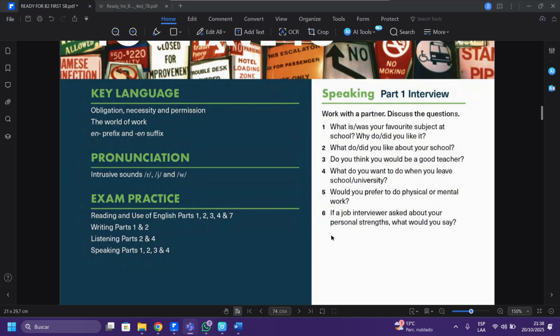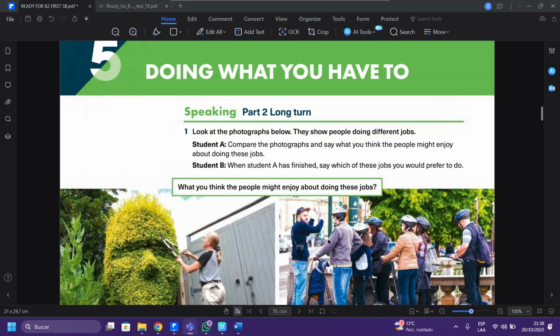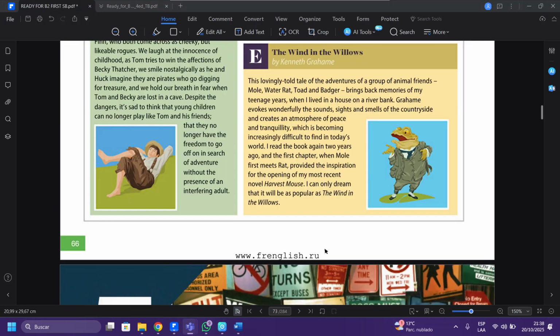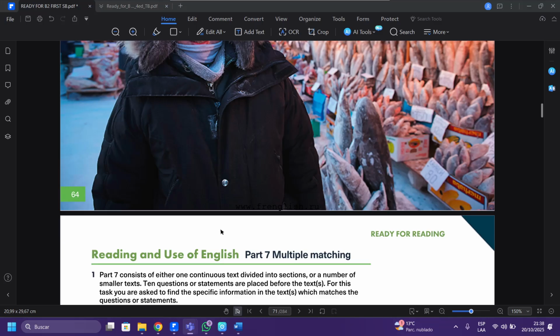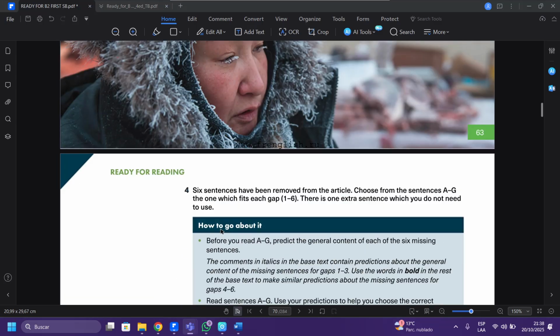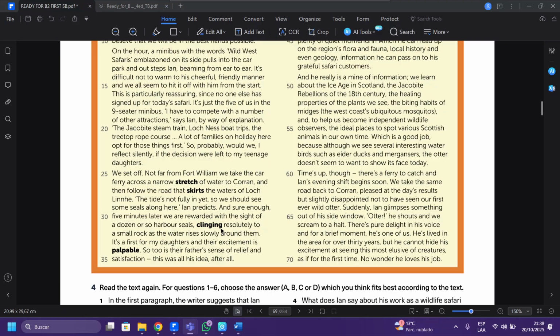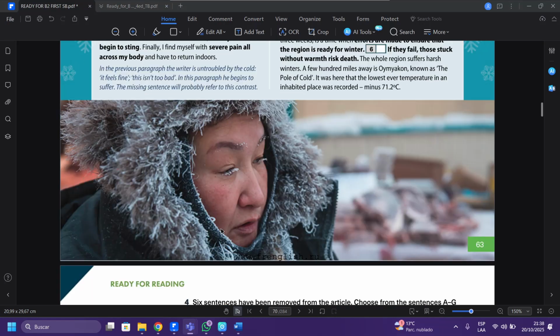So with this, we finished today's lesson. The next lesson is about the speaking part. And remember, your homework is pages 62, 64 to 66.